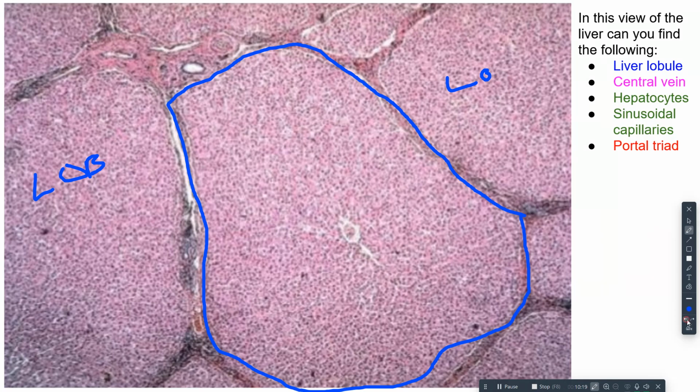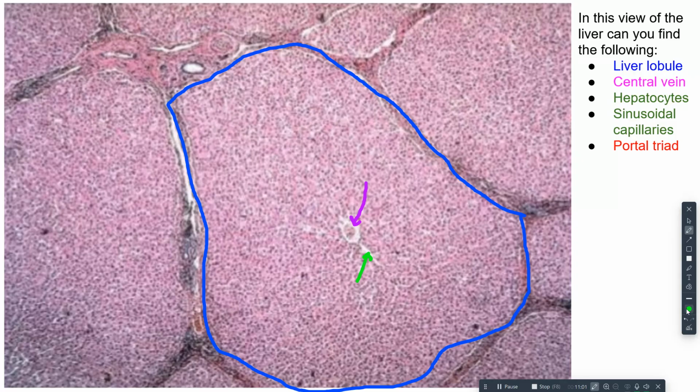Okay? Now, I also have a central vein. This is a central vein right in the center of the lobule. This is a central vein right here. Central veins carry blood away from a liver lobule. Now the cells all around the central vein, all these guys here are hepatocytes. These are all hepatocytes in here. And any little space I'm going to see in here would be a sinusoidal capillary.